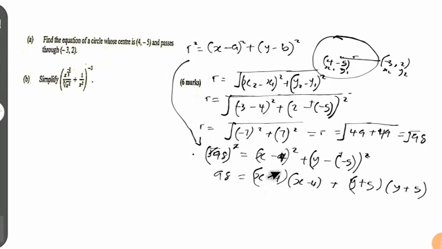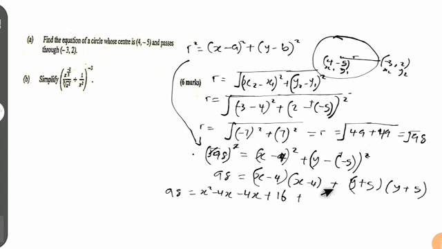So let me write it in this way. We have 98 equal to x times x, giving us x squared. Then x times minus 4, that is minus 4x. We have done with this minus 4 times x, that gives us minus 4x. And here minus times minus gives plus, 4 times 4, we have 16. You're done with this.